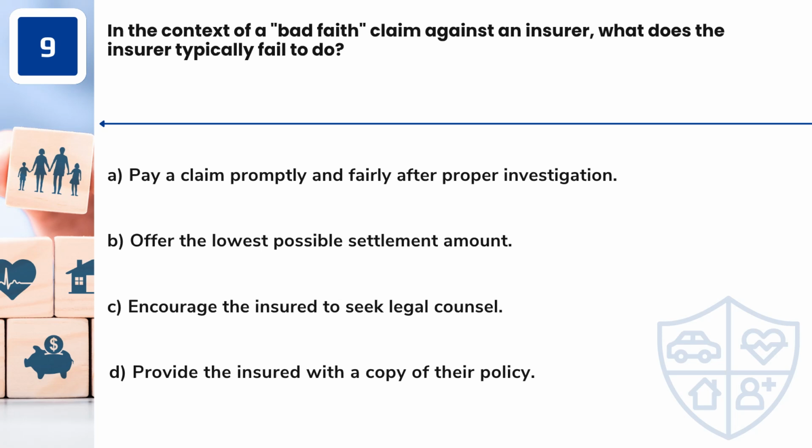Question 9. In the context of a bad faith claim against an insurer, what does the insurer typically fail to do? A. Pay a claim promptly and fairly after proper investigation. B. Offer the lowest possible settlement amount. C. Encourage the insured to seek legal counsel. D. Provide the insured with a copy of their policy.